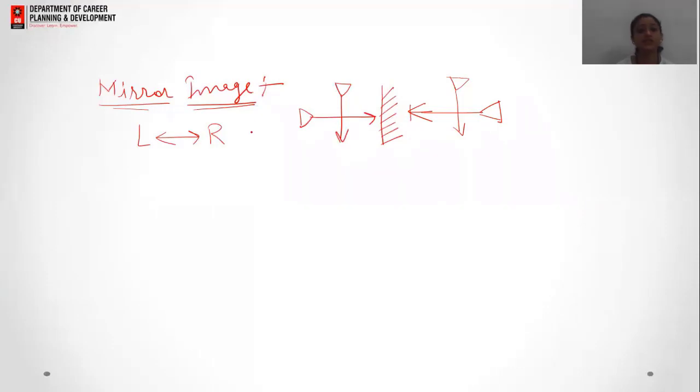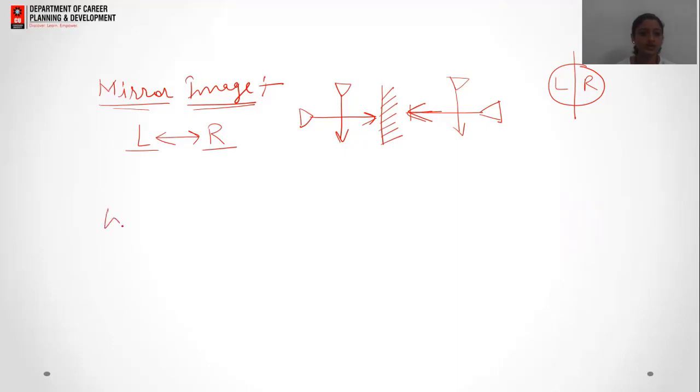And there are some objects whose mirror image is the same. If we cut an object vertically like this, and the left hand side and the right hand side remain the same, it means the mirror image of that object remains the same. So just remember this: in mirror image, left hand side becomes the right hand side and right hand side becomes the left hand side. And the object which is close to the mirror remains close to the mirror in its image.